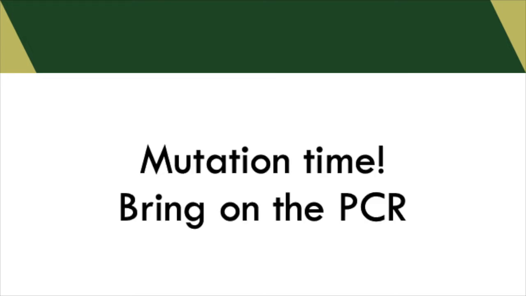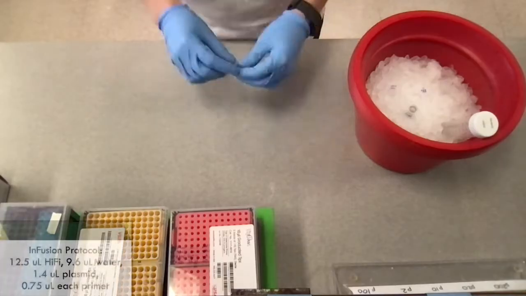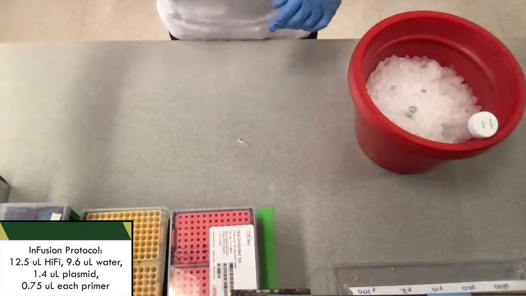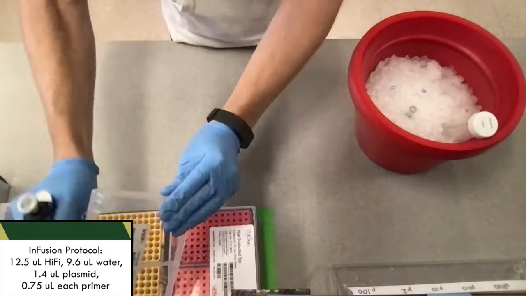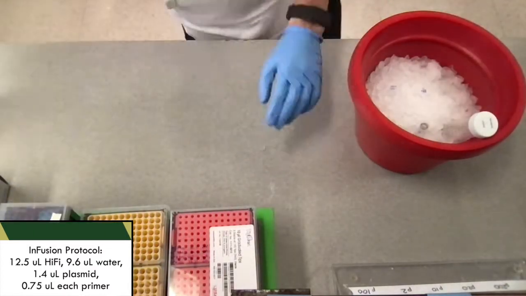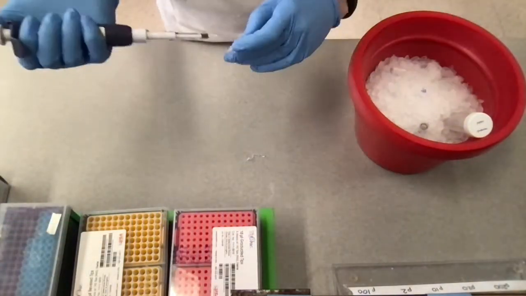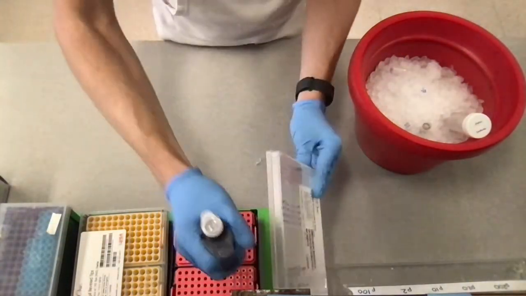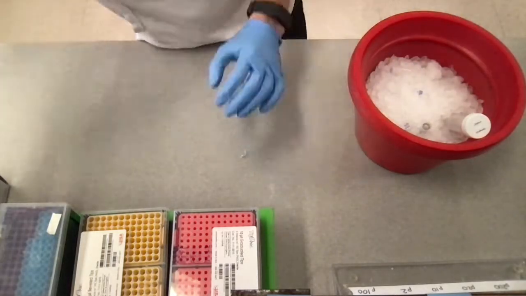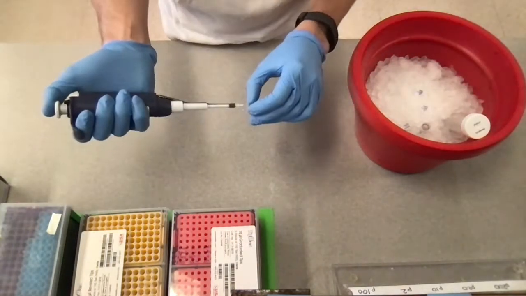So we want to make this mutation happen in our protein. What we're going to be doing is a PCR at this point. We have a PCR tube that we're going to label real quick, and then we're going to add Hi-Fi, which is an infusion mix that we use in our lab, and we're going to do 12.5 microliters of that, 9.6 microliters of water, 1.4 microliters of our standard plasmid, and then 0.5 microliters of each of the primers.